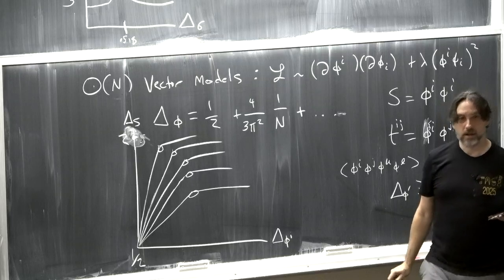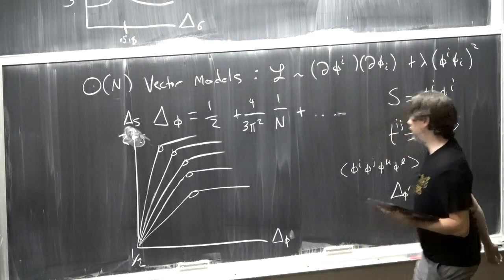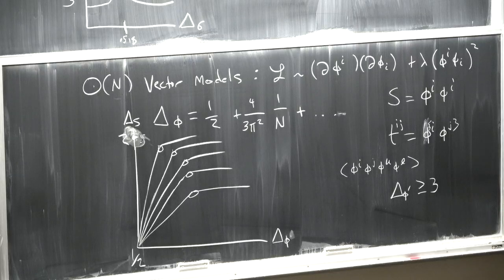Yeah? Is that delta phi or phi prime on the x-axis? This was delta phi I, sorry. Yeah, delta phi. Let's write it as delta phi.